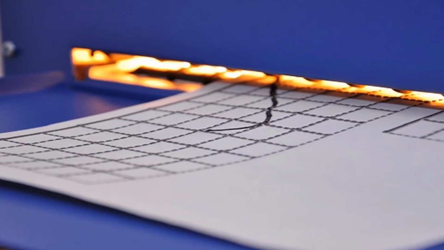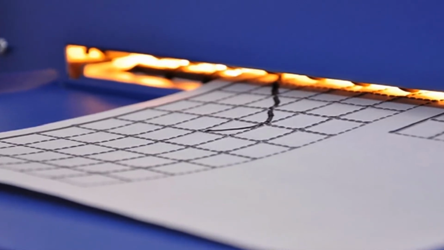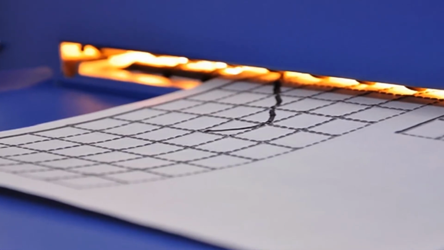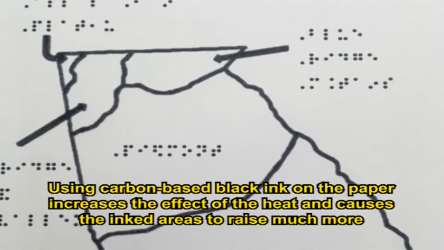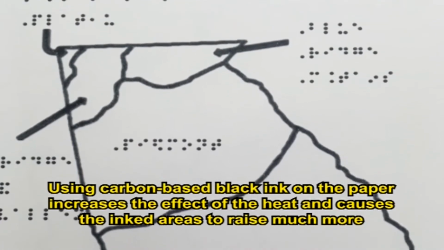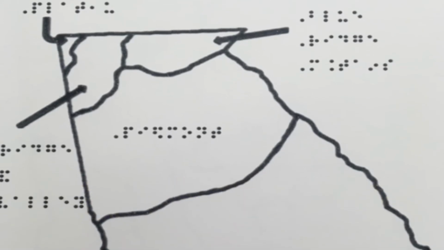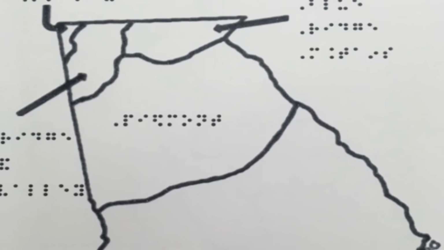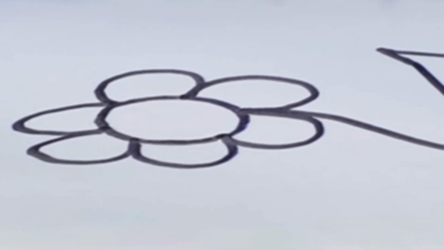Swell paper, or capsule paper, has microcapsules of alcohol embedded in its surface that burst and make the surface of the paper swell up when exposed to heat from a fusor. Using carbon-based black ink on the paper increases the effect of the heat and causes the inked areas to raise much more. This process is very popular in developed countries since it provides good image resolution and is easy to produce. The images can be drawn on the swell paper by using any of three approaches.